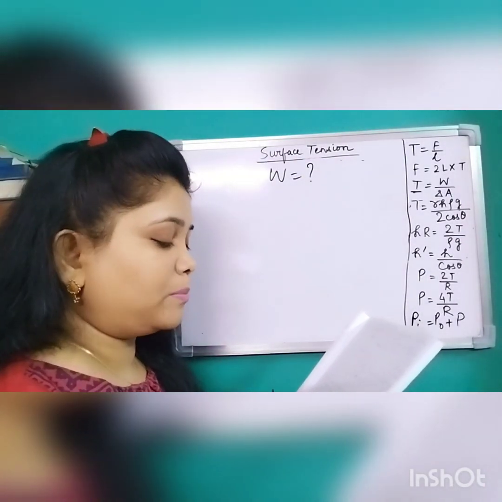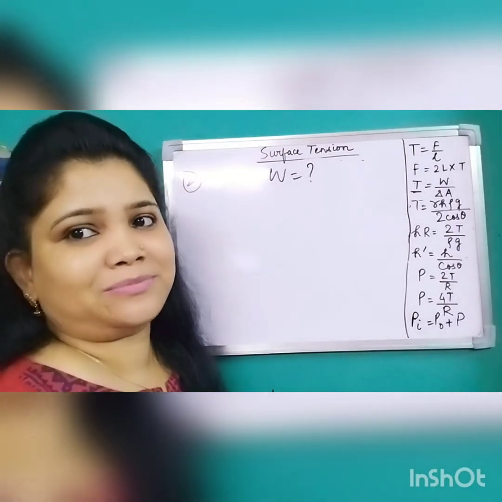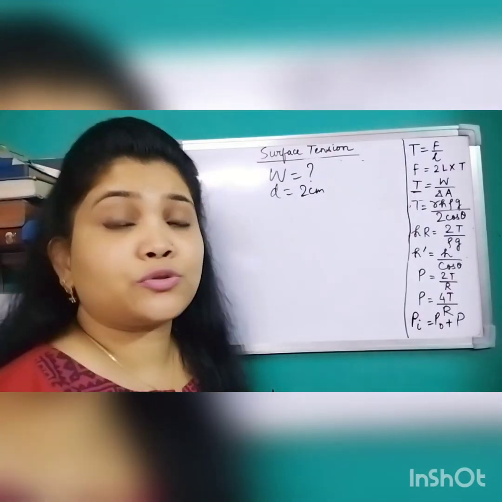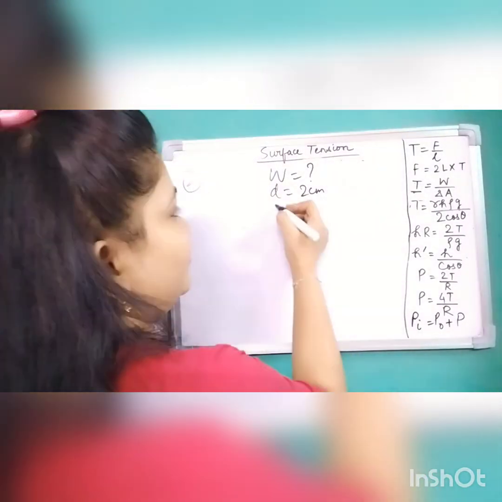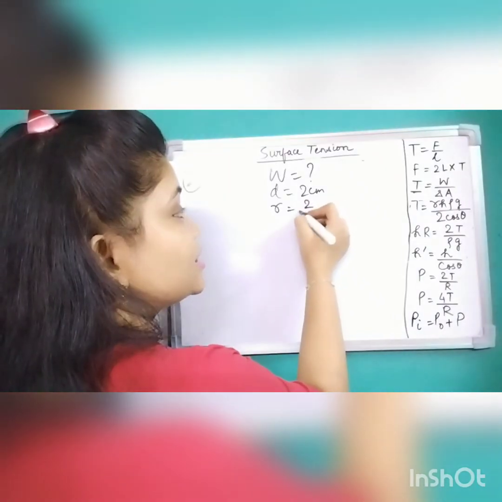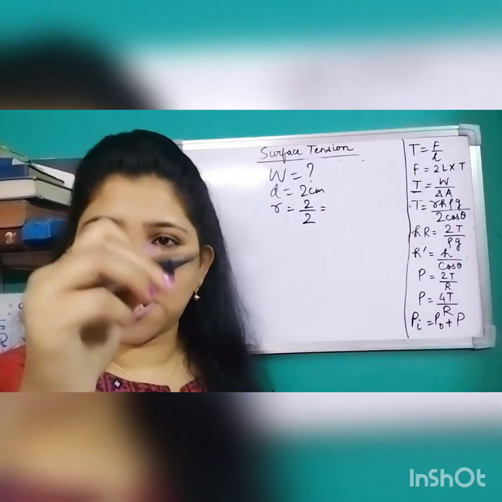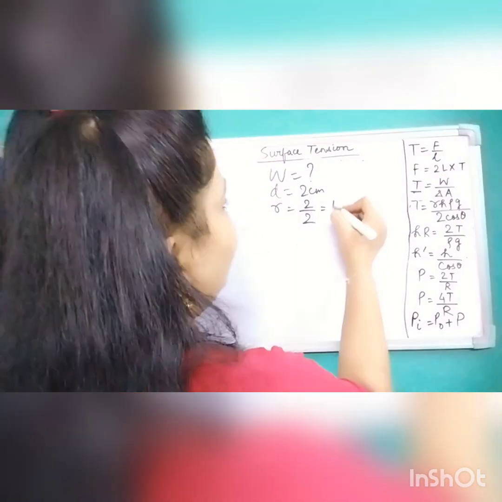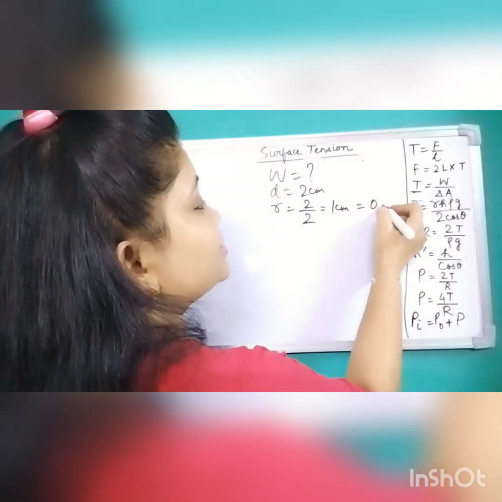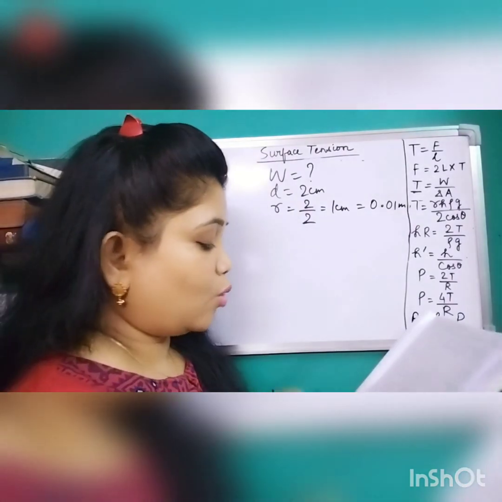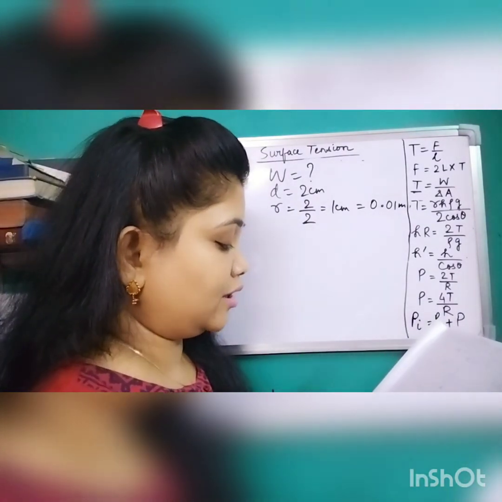In making a soap bubble of diameter 2 centimeter. You see here, students, diameter is given as 2 centimeter. We don't need diameter, we need radius. What will be the radius? 2 by 2, because radius is nothing but diameter by 2. So radius will be 1 centimeter. 1 centimeter is how much meter? 0.1 meter. Now what do we have to find out? We have to find out the area.